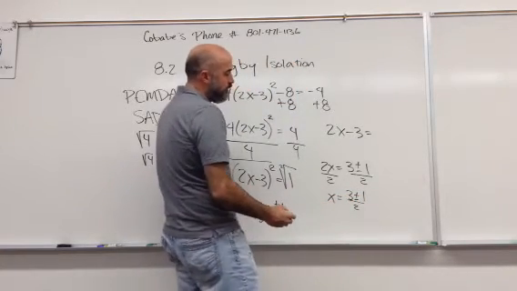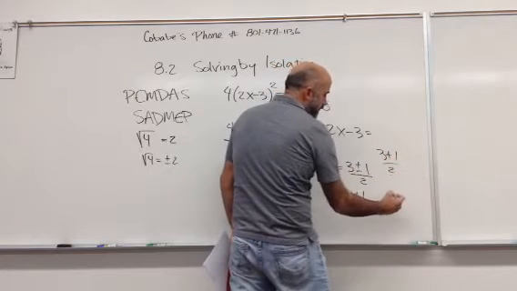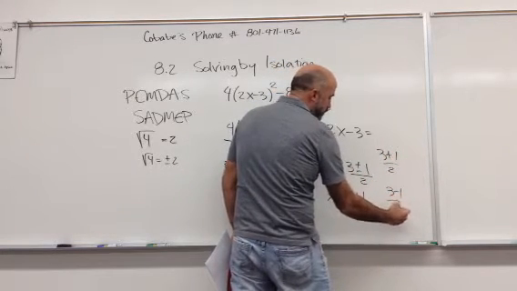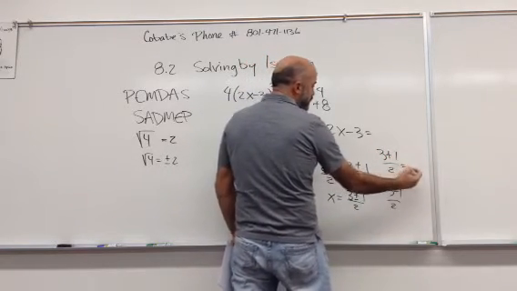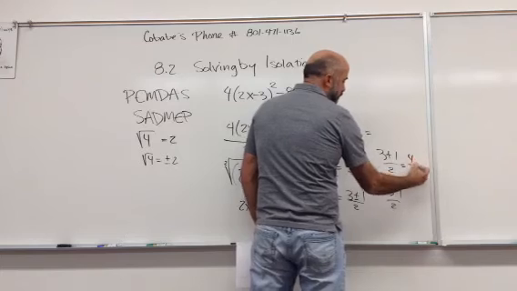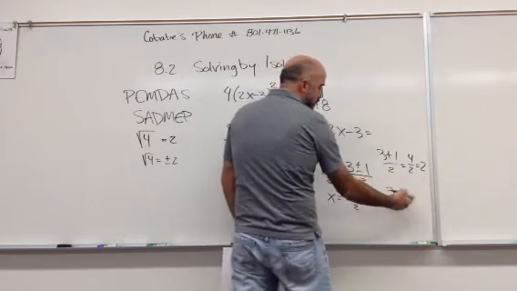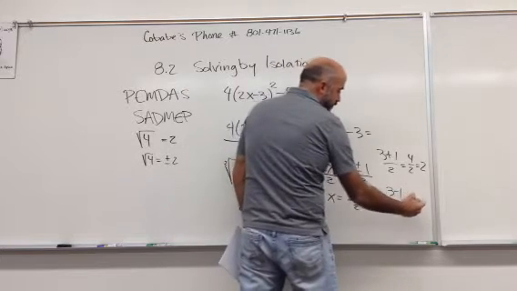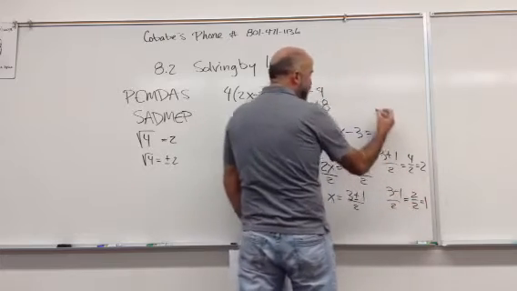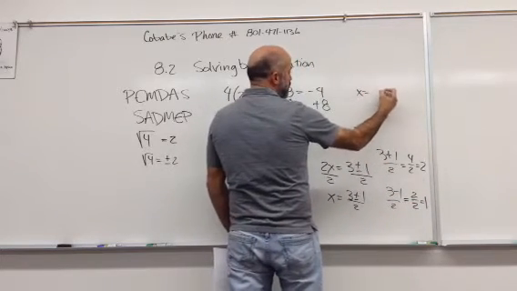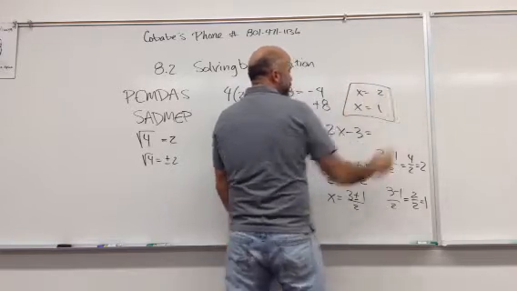3 plus 1 over 2 and 3 minus 1 over 2. 3 plus 1 is 4, 4 divided by 2, that is 2. And 3 minus 1 is 2 over 2, which is 1. So the two answers are x equals 2 and x equals 1. Those are the two answers.